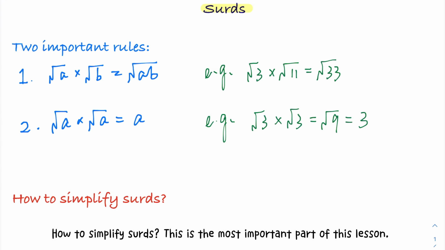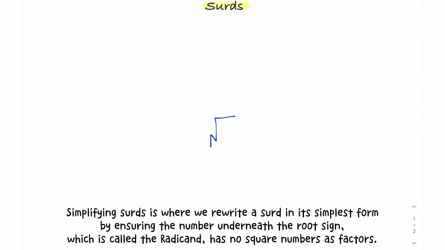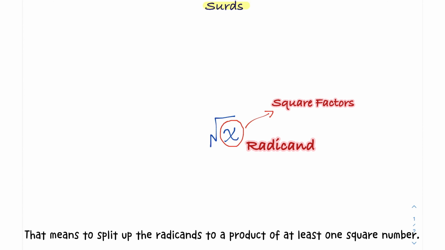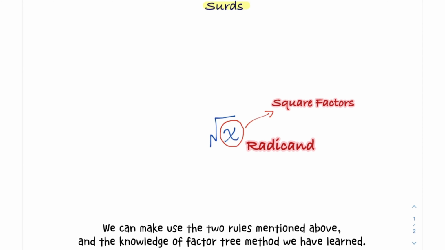How to simplify surds. This is the most important part of this lesson. Simplifying surds is where we rewrite a surd in its simplest form by ensuring the number underneath the root sign, which is called the radicand, has no square numbers as factors. We make the number as small as possible by extracting square factors from radicands. That means splitting up the radicand into a product with at least one square number. We can make use of the two rules mentioned above, and the factor tree method we have learned.